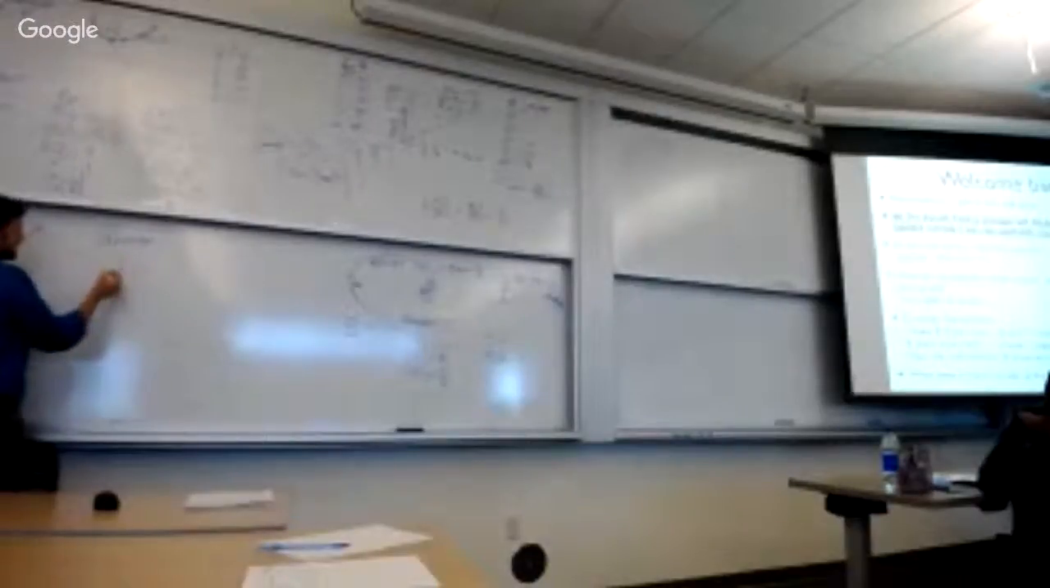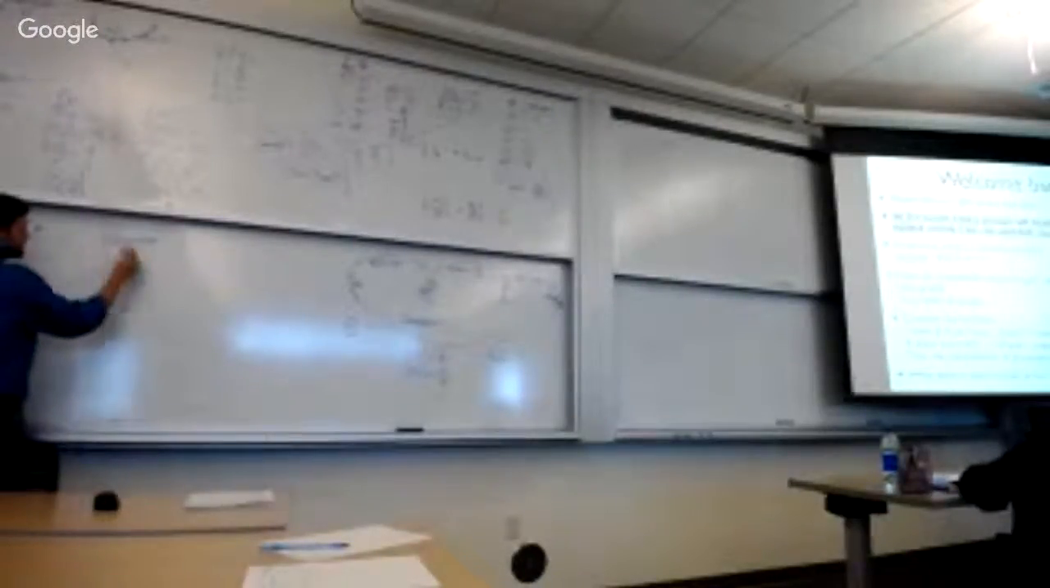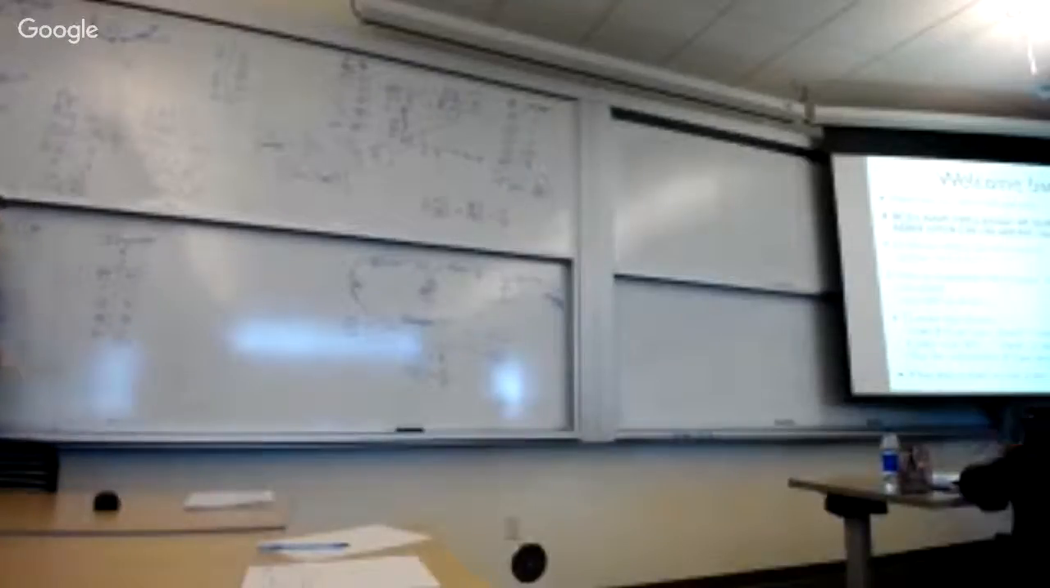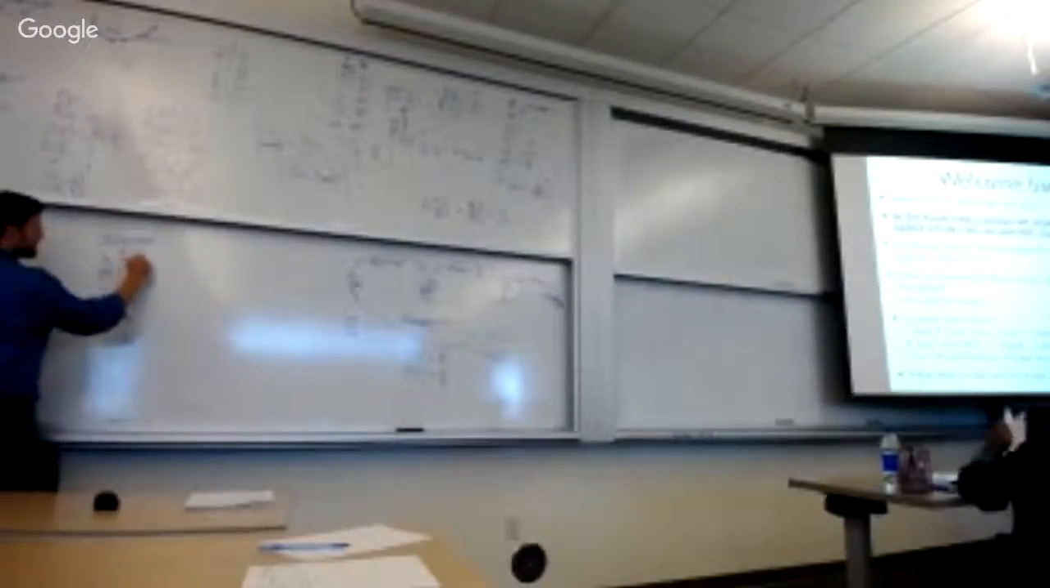Here's a normal function. I'm going to tell it to you, and you guess what it is. 0 becomes 0, 1 becomes 1, 2 becomes 4, 3 becomes 9, 4 becomes 16. What's my function? X squared. Yeah, my input is x, my output is x squared.